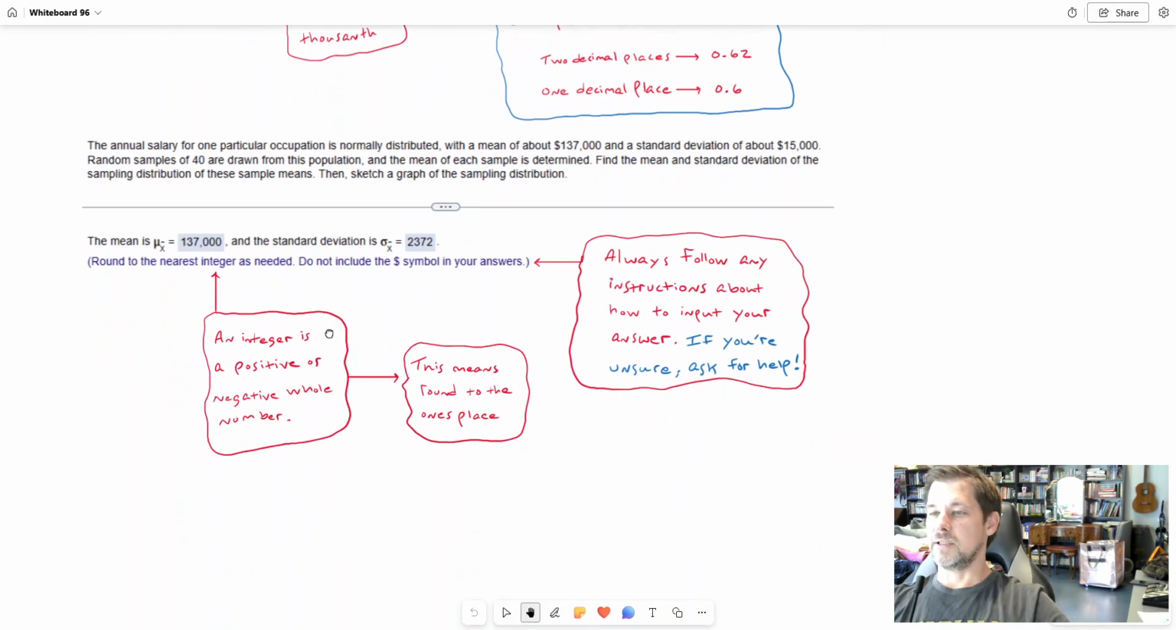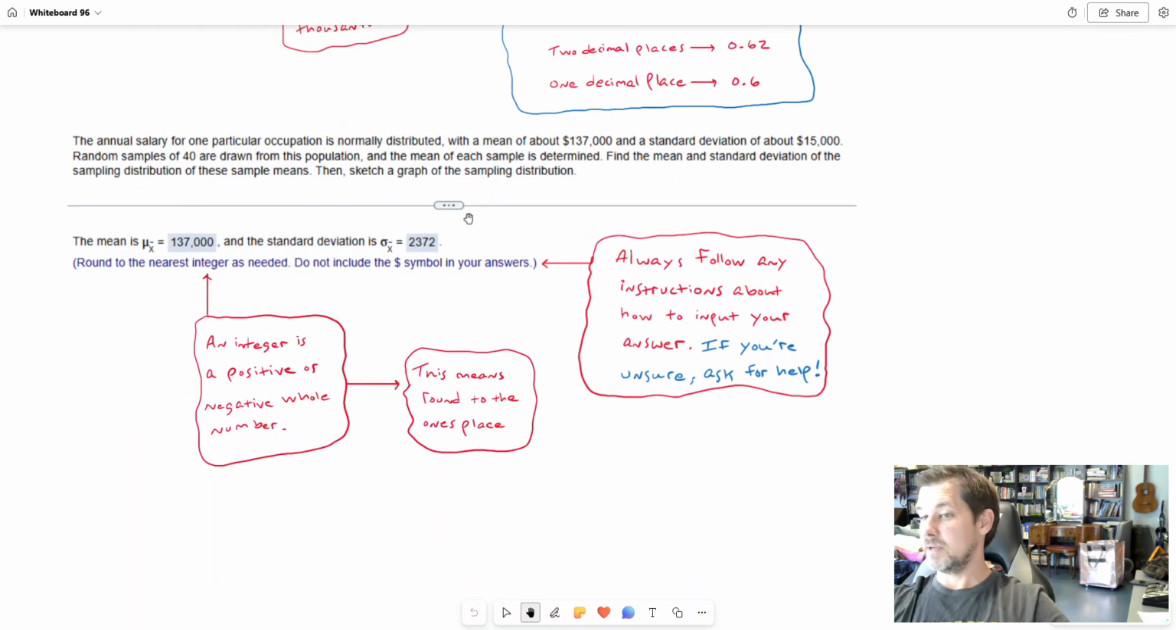Here's another question. Now, again, this question may seem complicated. It may seem like something you're not ready to answer right now, and that's okay, because how to solve this is not my point. My point is, look at those instructions. Always follow any instructions about how to report your answer. Always follow the instructions about how to type in your answers, whatever those answers are. And if you're unsure, ask for help. Okay? This one, though, says round to the nearest integer.